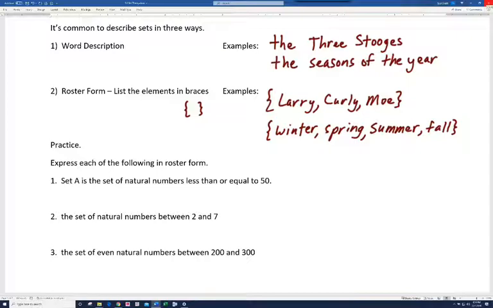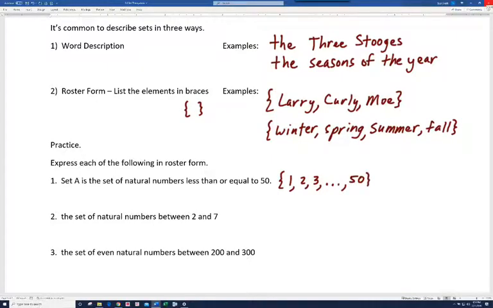All right, so we're going to practice just a little bit before we move on to the third way. It says express each of the following in roster form. Number 1, set A is the set of natural numbers less than or equal to 50. So the natural numbers are what we sometimes call the counting numbers, 1, 2, 3, 4, and so on. So we want the ones that are less than or equal to 50. So 1, 2, 3. Now we don't want to write them all out up to 50. And so what we do is we'll put 3 dots. We call this an ellipsis. And then we'll put 50 in.